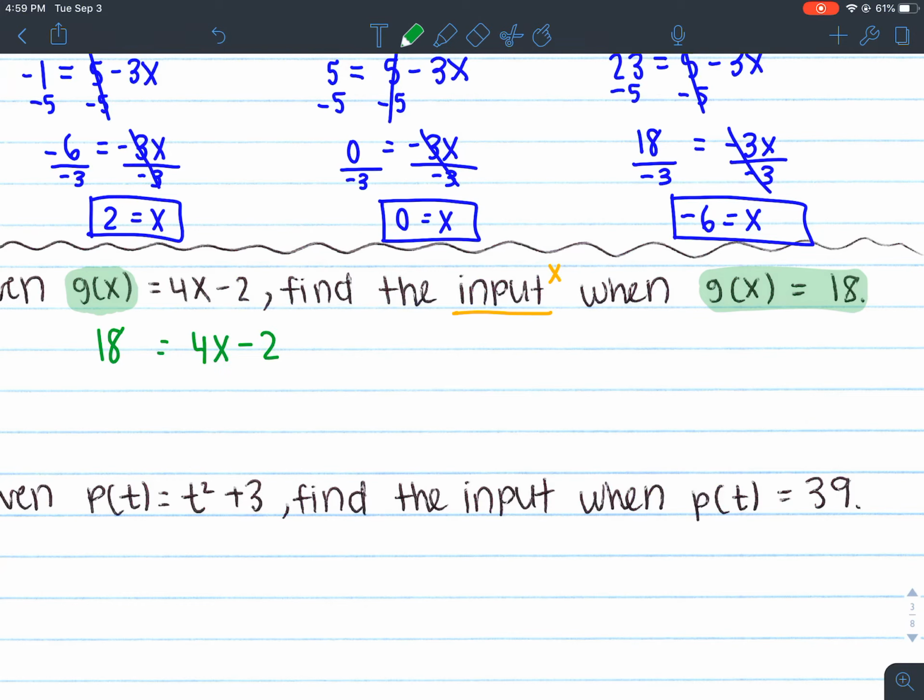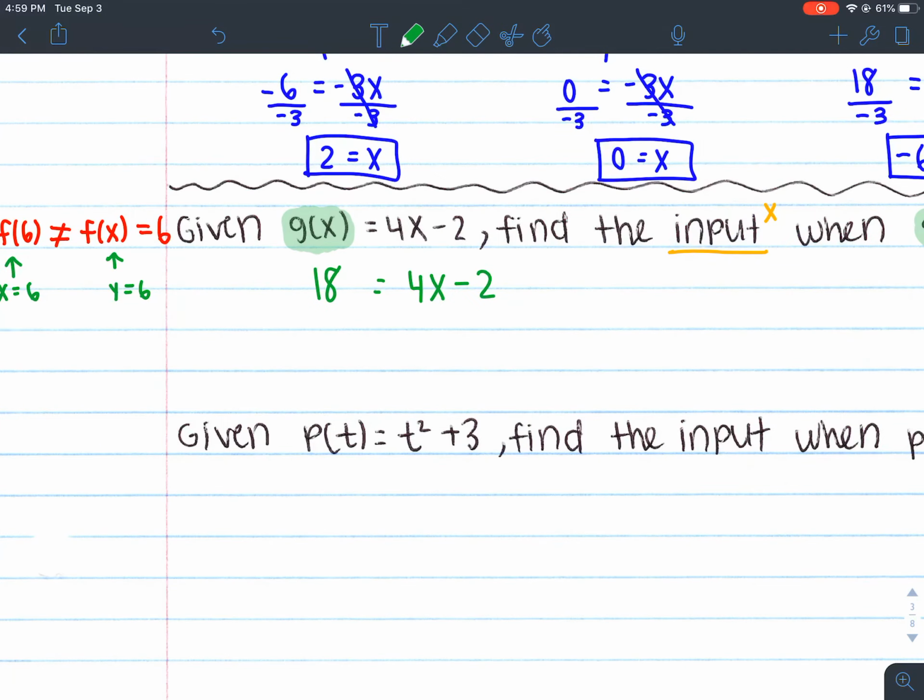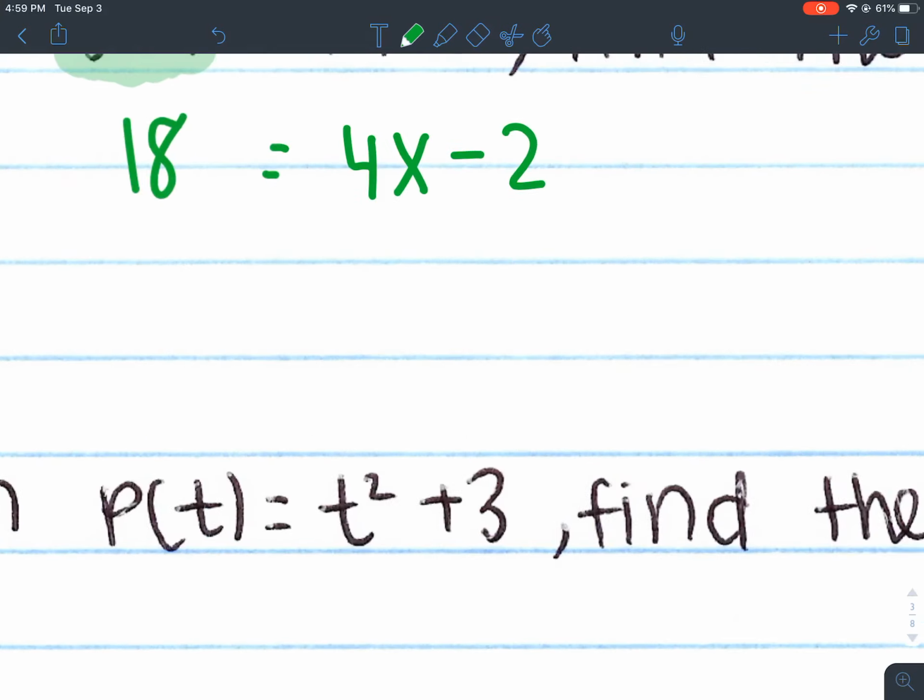And now you just have an equation. You're asked to find the input, which is x, and that makes sense because I have an x variable that I have to solve for. Don't plug in 18 for x. It's not saying x is 18. And I'm stressing this because these are the problems that we miss a lot.